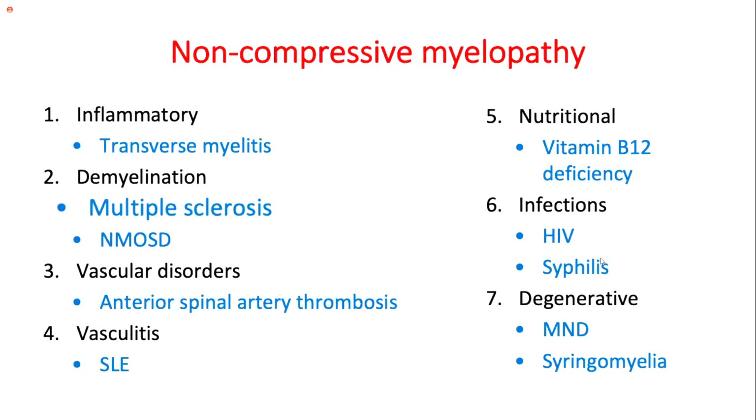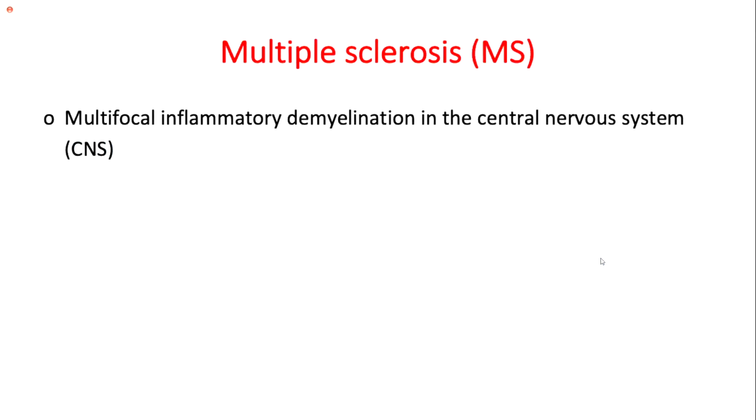Right, let's move on. Multiple sclerosis. Now, each word here that I have listed is so important. You need to follow me. Multifocal. What does that mean? Multifocal means multiple sites in the nervous system. Inflammatory tells you what the pathogenesis is. It's an inflammation. What does the inflammation cause? Demyelination. You know, all nerves are myelinated. So this inflammation leads to demyelination.